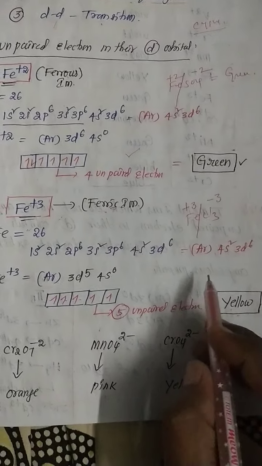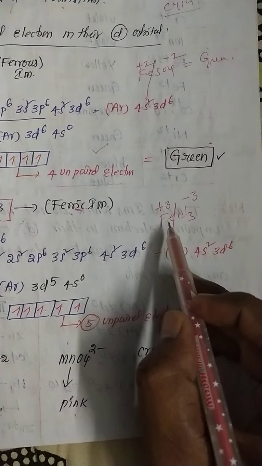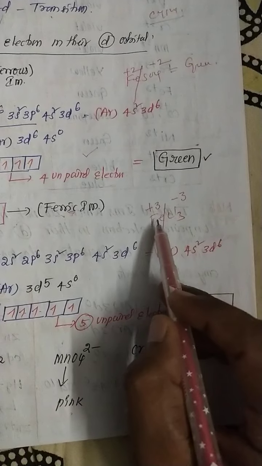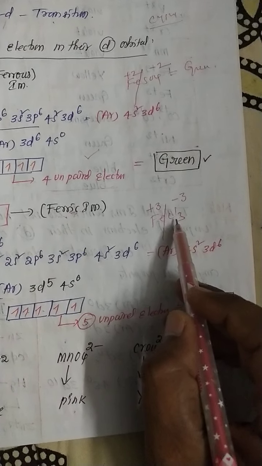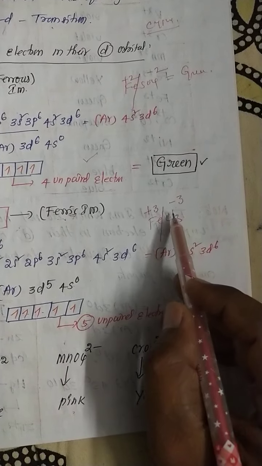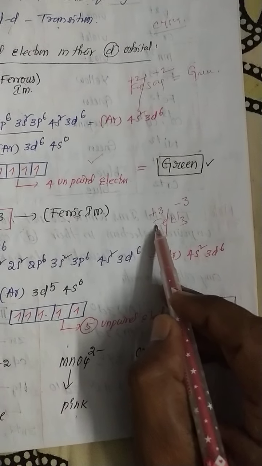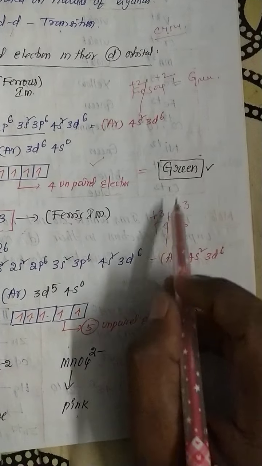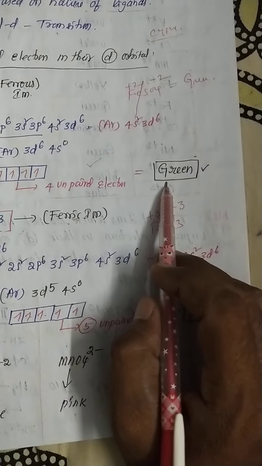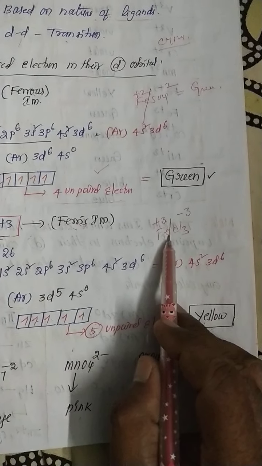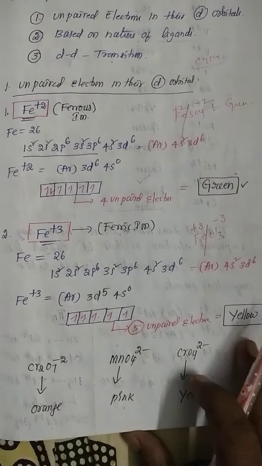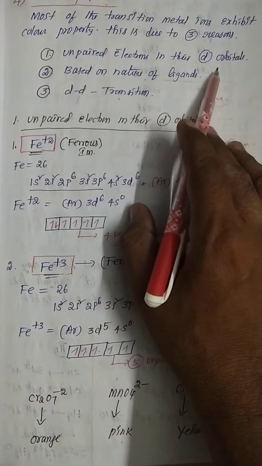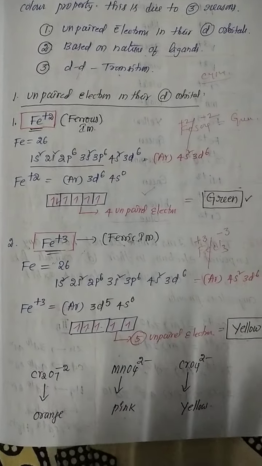So for example, see here another example, FeCl3. You know, my dear students, each chlorine requires 1 electron. How many chlorines are there? 3 chlorines, so 3 electrons are accepted from the iron. That's why this iron metal ion exists in +3 oxidation state. If iron shows +2 oxidation state, it shows green color; +3 oxidation state, it shows yellow color. So most important point, my dear students, if unpaired electrons are present in the d orbital, they show the color property.